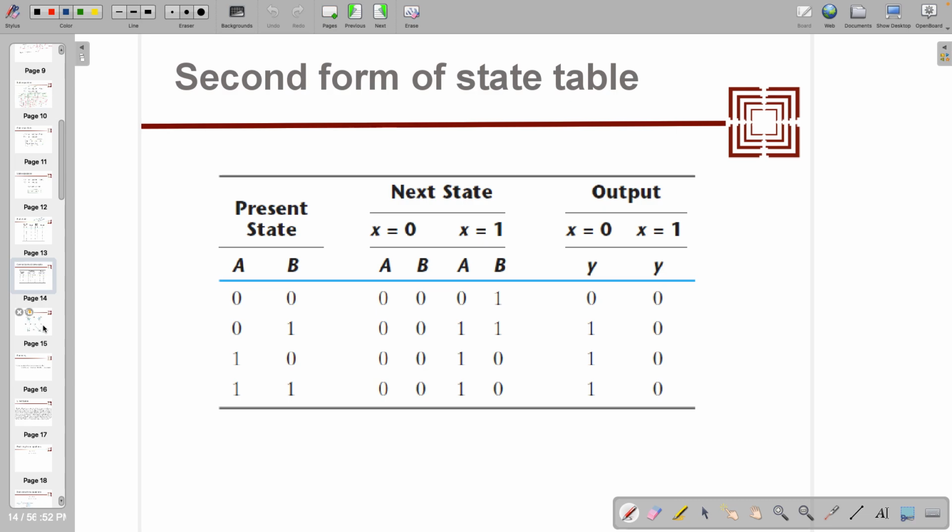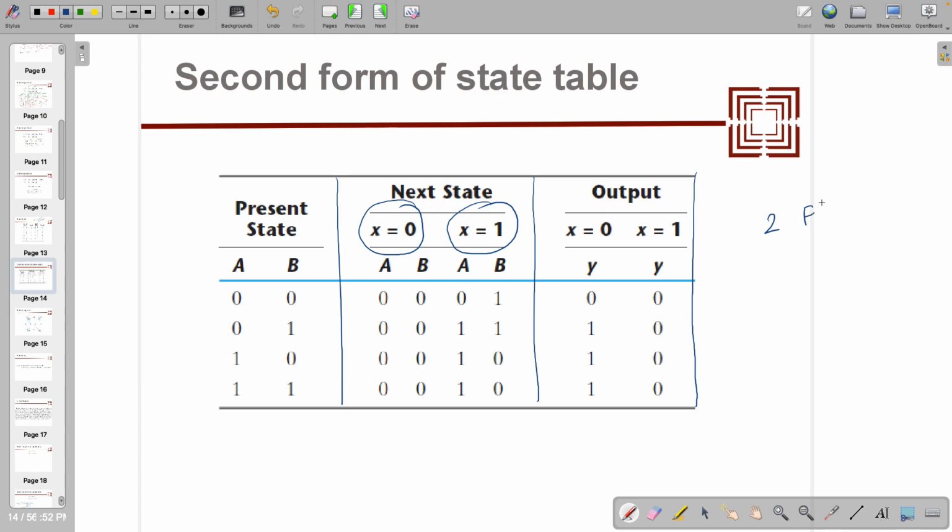And you can have a second form of state table, where you can make it a little easier to read with fewer rows but more columns. You have incorporated x equal to 0 and x equal to 1 inside the next state itself, right? Through that you can write this. As we know, only 2 flip-flops were used, so there will be 4 states visible over here, right?